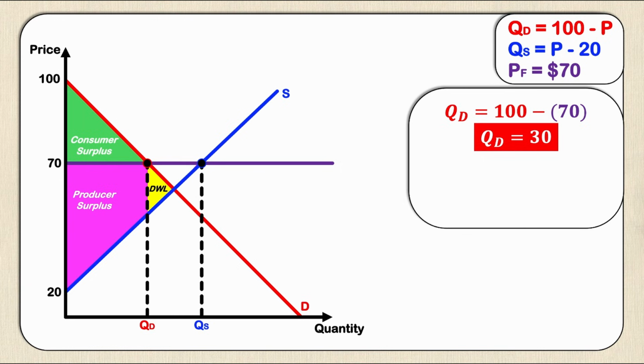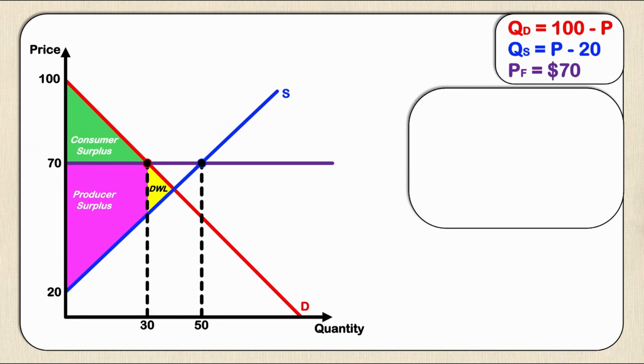Let's take a look at what that looks like for the supply side. Well, quantity supplied is equal to P minus 20, and in this case, price is 70, so 70 minus 20 is 50. And so I'm going to substitute those in onto my graph, and you'll see that we're no longer in equilibrium, and we have two different quantities. We have quantity demanded and quantity supplied, which are different values.